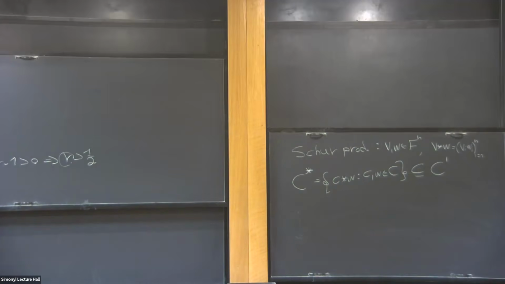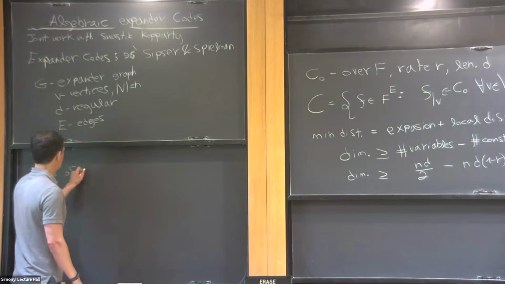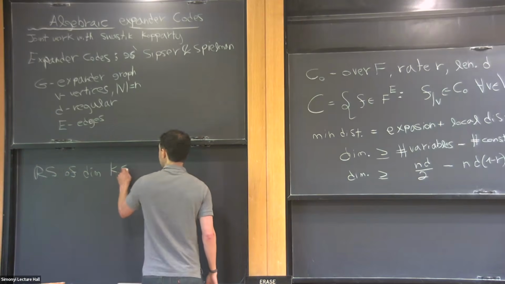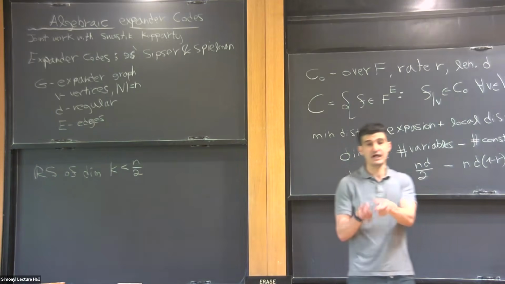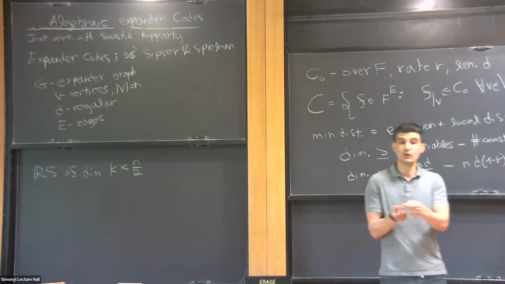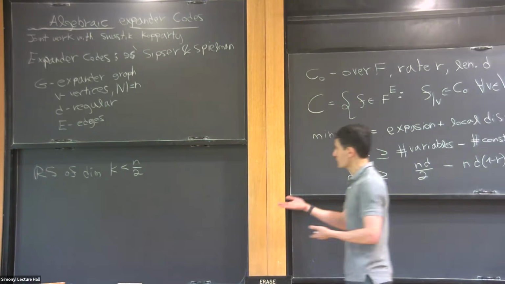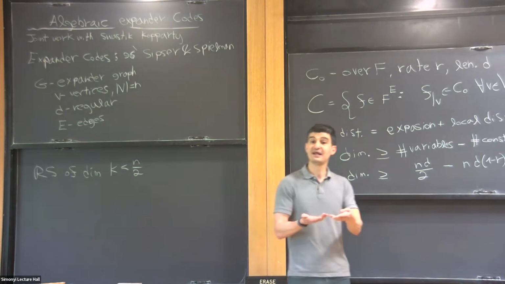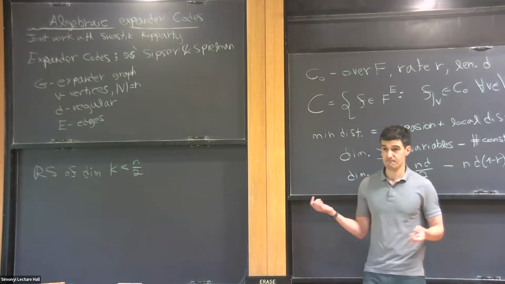If you take a Reed-Solomon code of dimension k, where k is less than n over 2. So what is the Reed-Solomon code? You just take a polynomial of degree less than k, and you oversample it at n distinct points. So if I take two such code words, and I take the coordinate-wise product of these two code words, I get basically an evaluation of a polynomial of degree less than n.